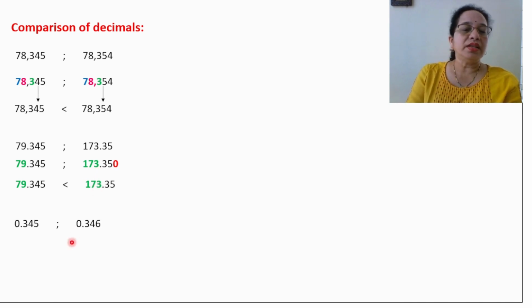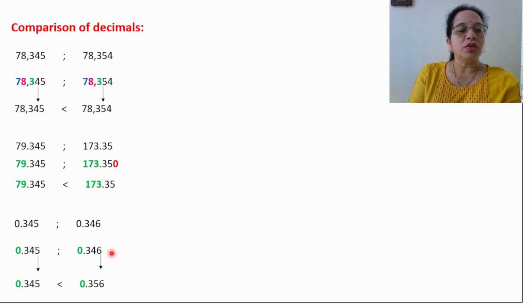Now take another example. Here your decimal places are same. Whole part is also same. We will go for the next one. 3 and 3, this is same. 4 and 4, this is same. So the last one is 5 and 6. So which one is greater? Definitely 6 is greater. So 0.346 will be greater. By mistake here I have written 5. This should be 4. Please do the correction.